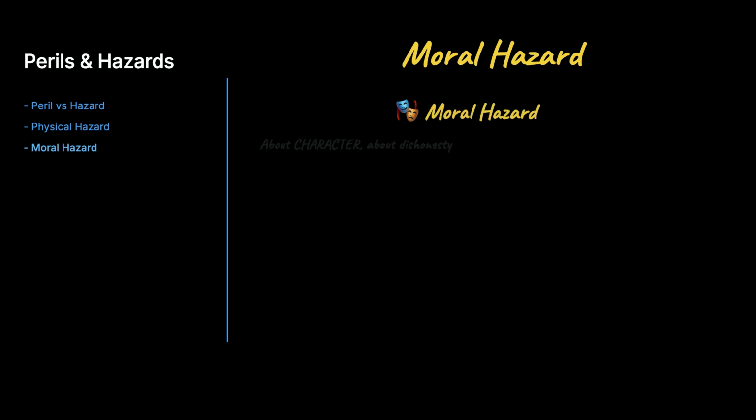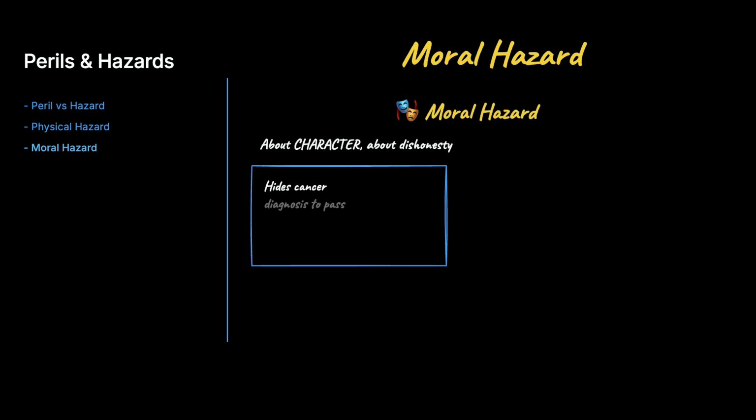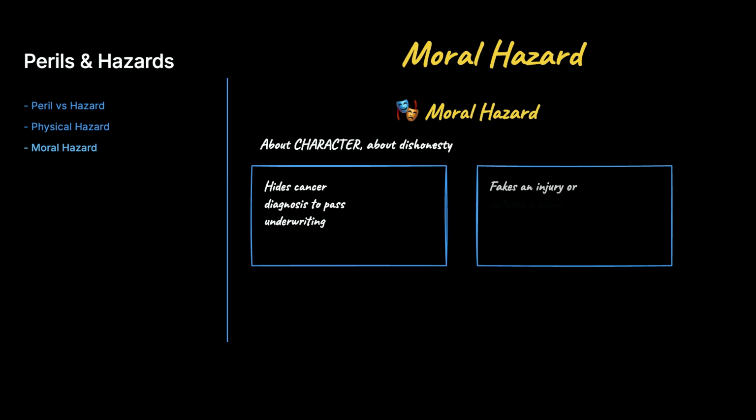The second flavor is the moral hazard, and this one is about character, about dishonesty. Think of the applicant who deliberately hides a recent cancer diagnosis to slip past underwriting, or the person who fakes an injury or inflates a claim. Every one of these acts is deliberate. When you spot intentional dishonesty, that is a moral hazard.